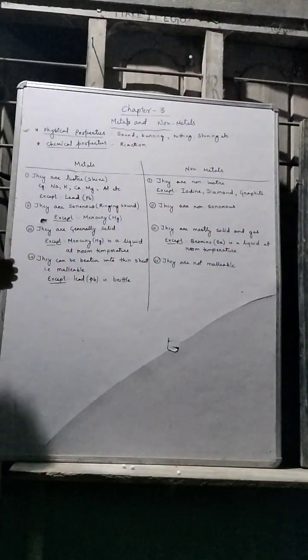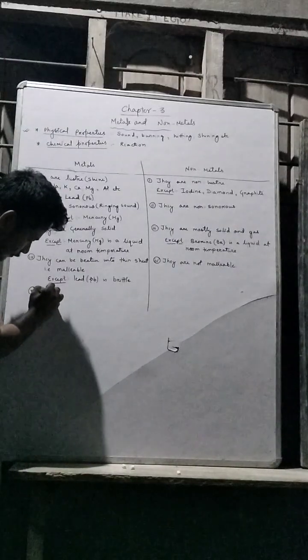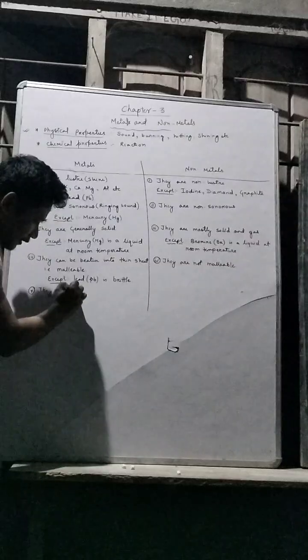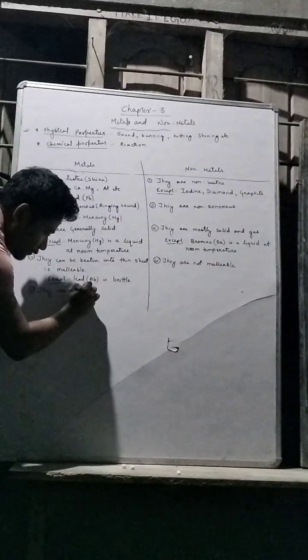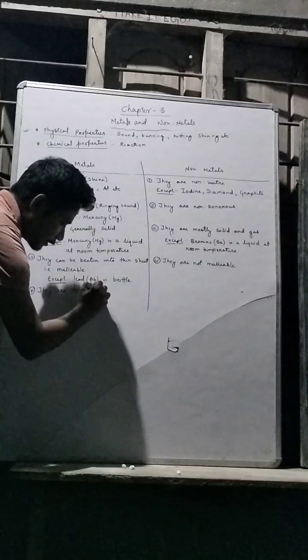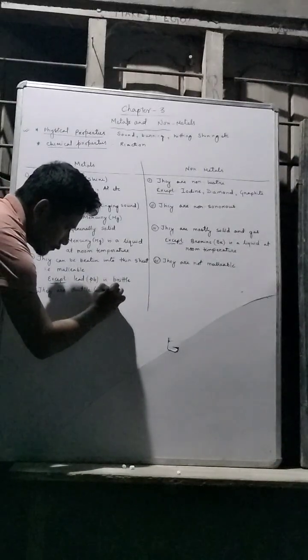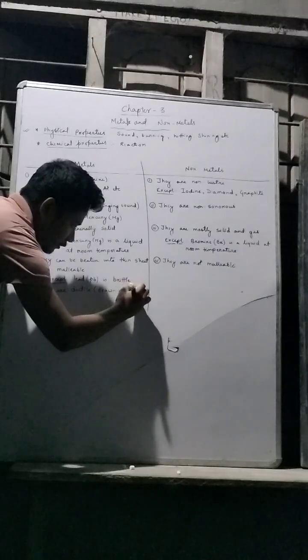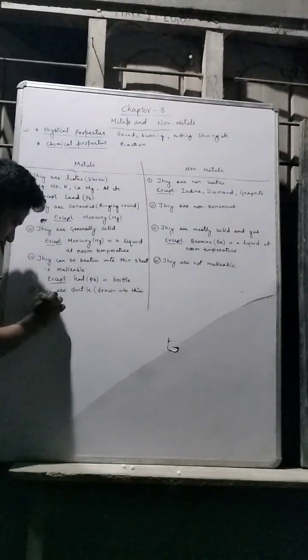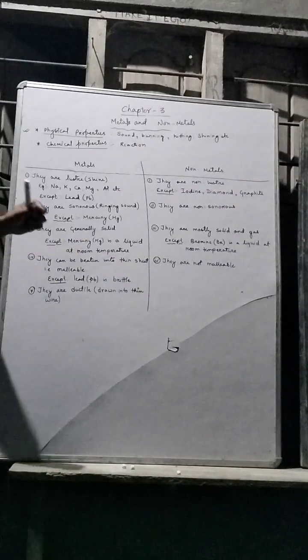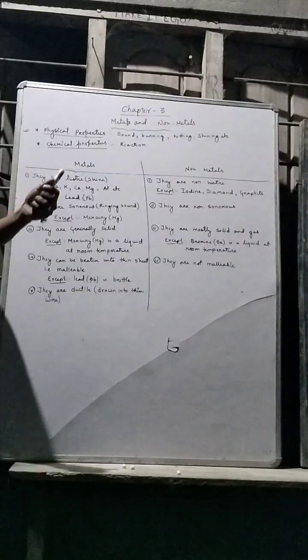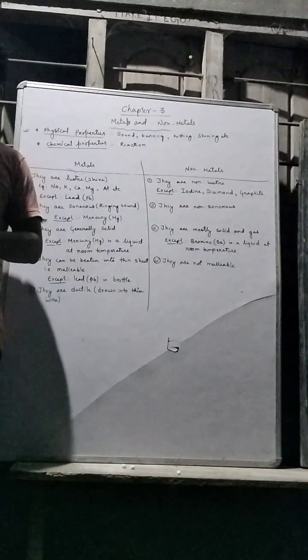So next, last, metals are ductile. Ductile means they can be drawn into thin wire. So with the help of metal, we can make wires. We have wires, we have rods here. These rods have the ductile property. They are beaten into thin shape, and after that they are pulled to a longer distance.